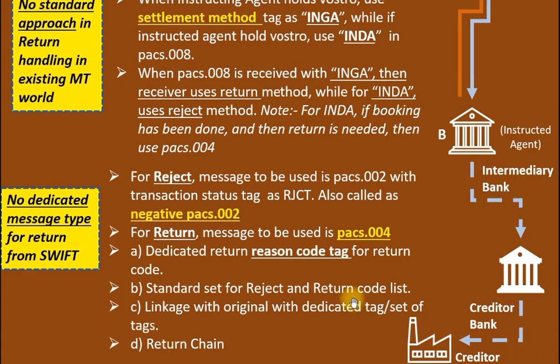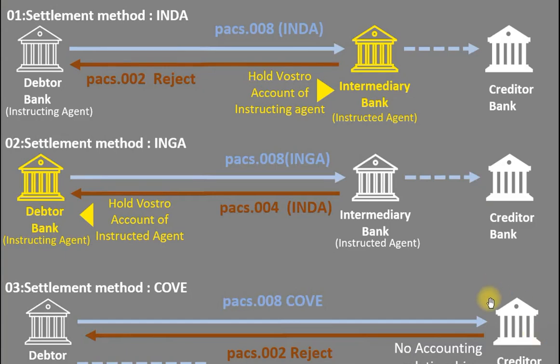Now let's try to use it in various examples to better explain it to you. So let's take the very first example, which we'll call the settlement method INDA. Basically, the debtor bank is sending to another bank, the intermediary bank, which is holding the account. So this bank is holding the Vostro account. When the PAX 8 moves from the debtor bank to the intermediary bank, it will have the settlement method as INDA. As this bank is holding the account, on validating the transaction, it finds that it cannot be processed. It will reject the transaction using the PAX 002.